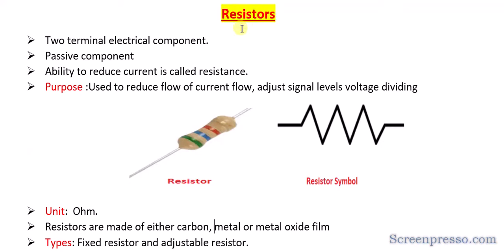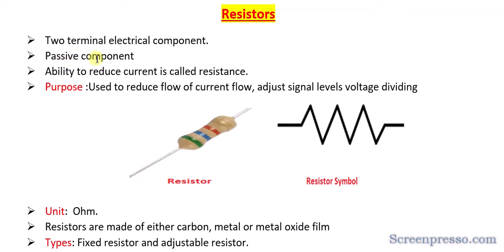So what is this resistor? A resistor is nothing but a two terminal electrical component. That means it has two terminals. As you can see here, I'm pointing out the resistor symbol, which has two terminals. This is terminal 1 and this is terminal 2. So this is a two terminal electrical component, and it is used in electrical circuits.